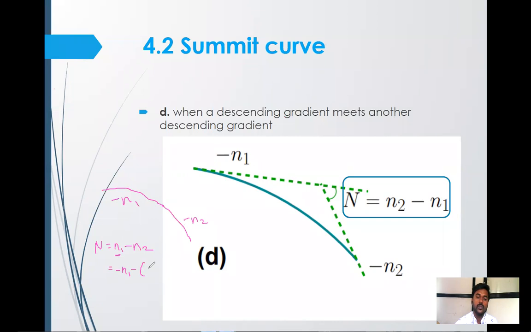What is n2? It is also minus. So finally it will become minus n1, and here n2 is positive. Minus minus plus is what? Minus n1 plus n2. That can also be written as n2 minus n1. So this will be our final angle of deviation, which is given here. This is how it is calculated. So this is the fourth condition when the summit curve forms, when a descending gradient meets another descending gradient. It will also form the summit curve.